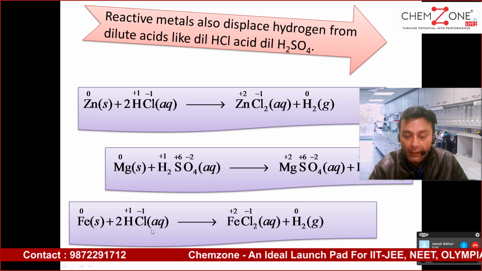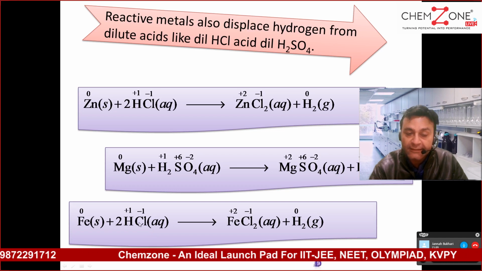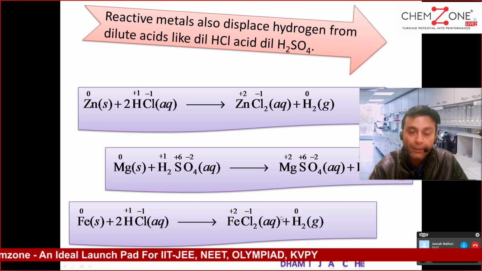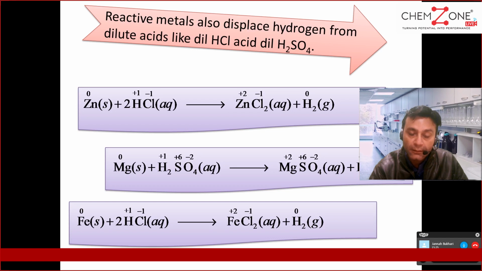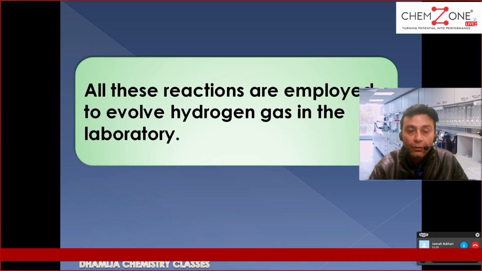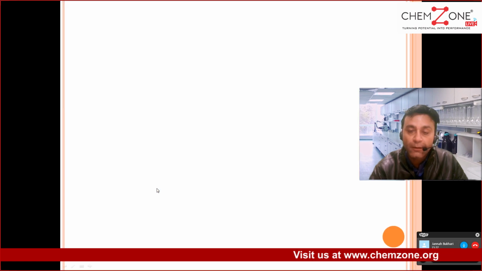And what is happening with the hydrogen from the reactant side, +1 to 0? It's being reduced in the presence of the iron. So iron is a reducing agent. So all these reactions are applied to evolve hydrogen gas in the lab, right?